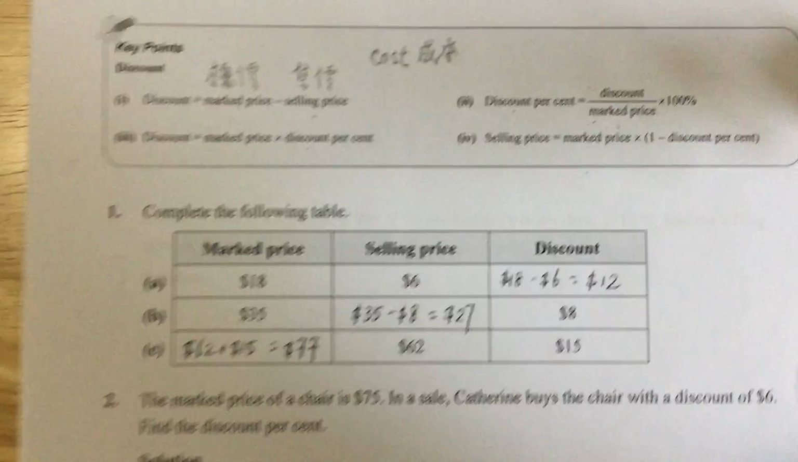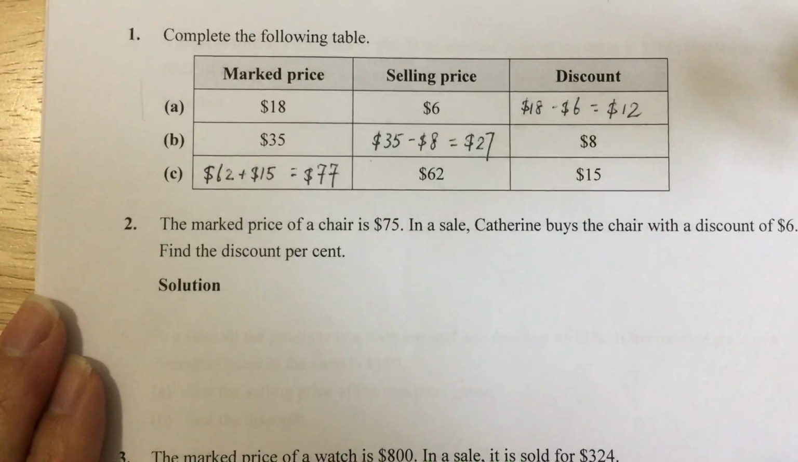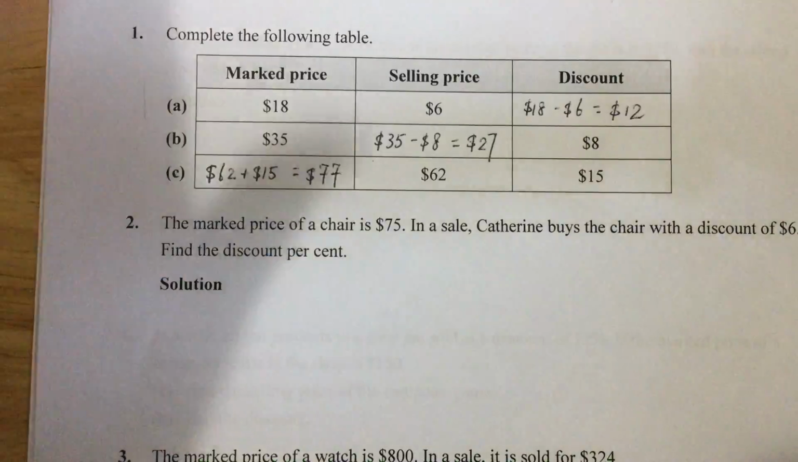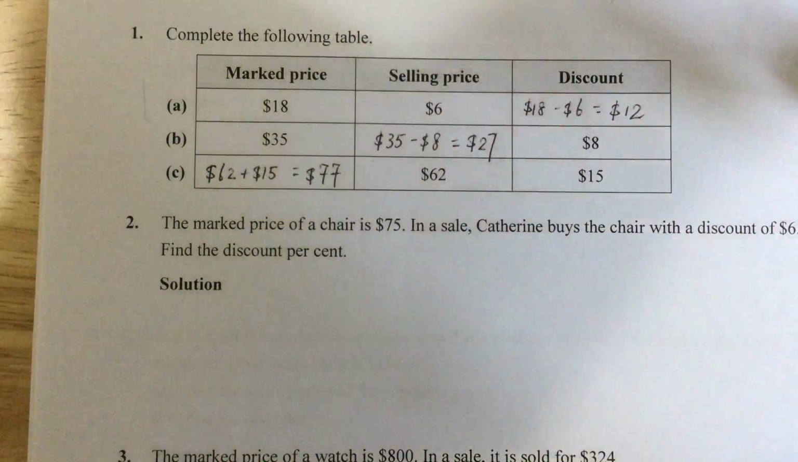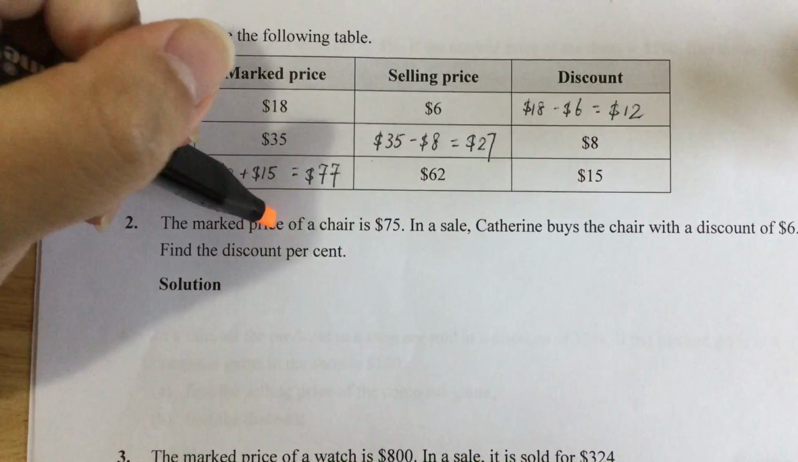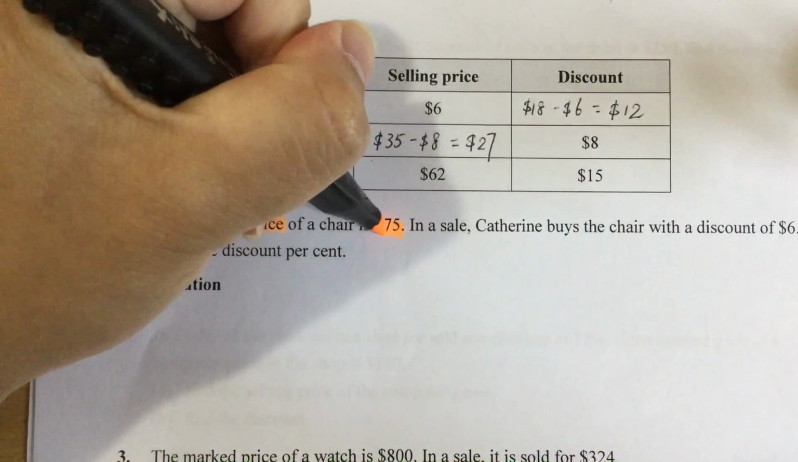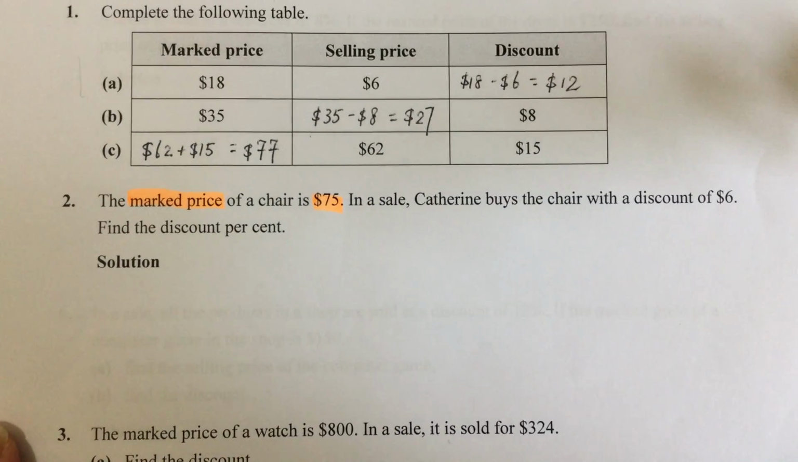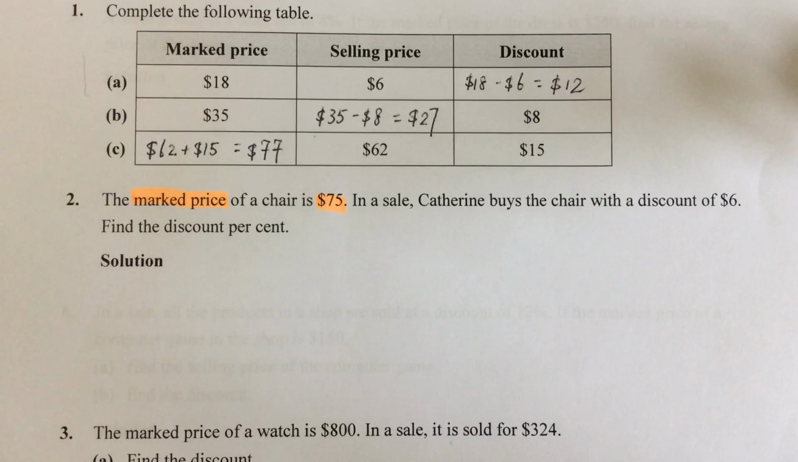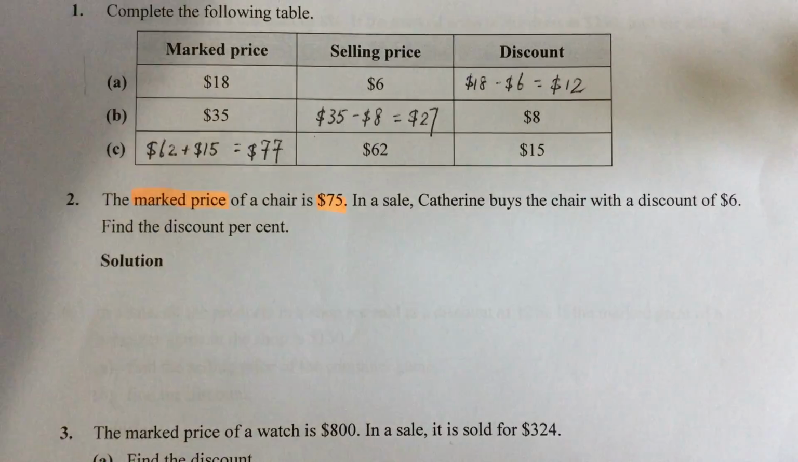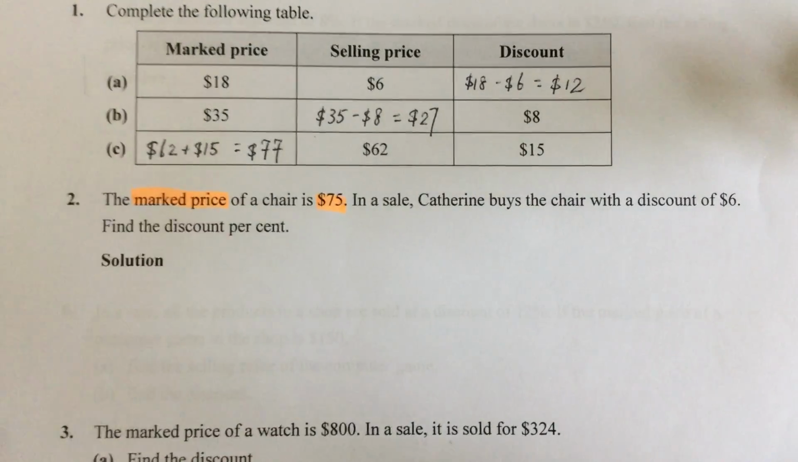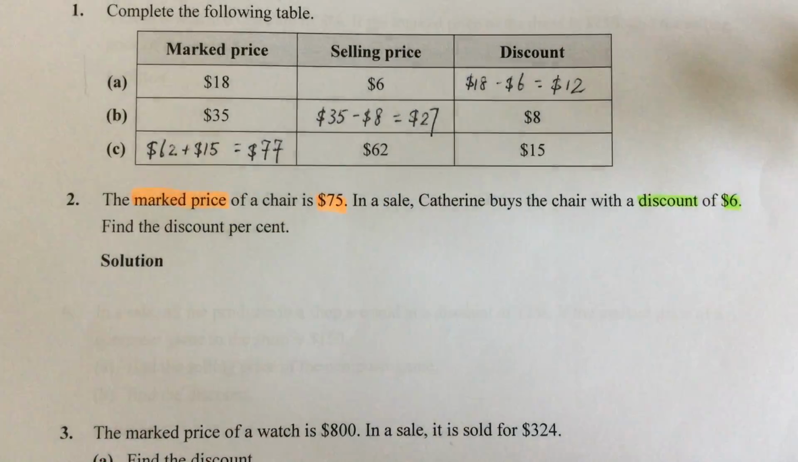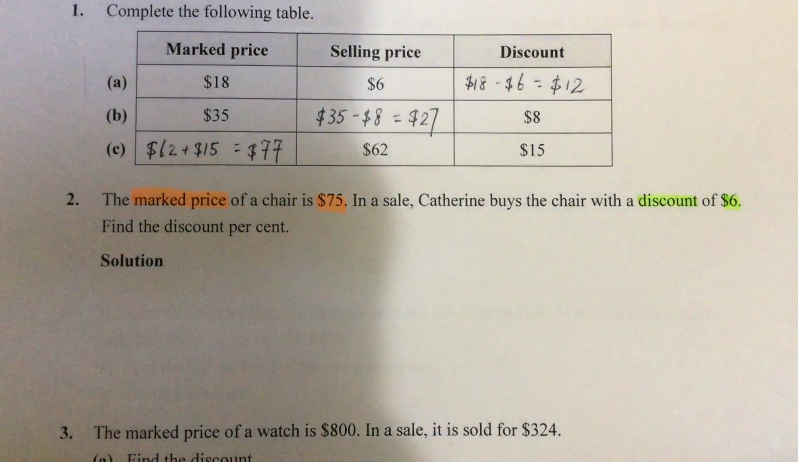Now look at this. The mark price of a chair is $75. So obviously we know that the mark price is $75. In a sale, Catherine buys the chair with a discount of $6. So this time the discount is $6. So we are going to find the discount percent.